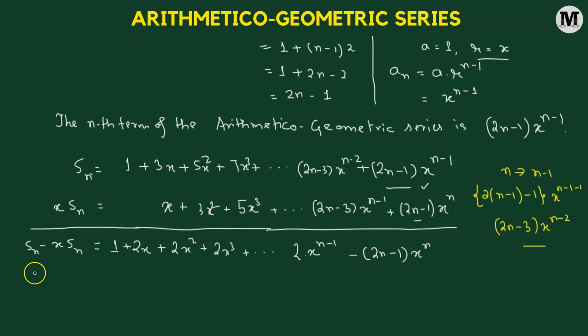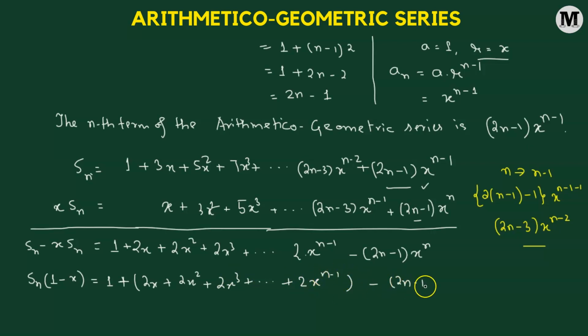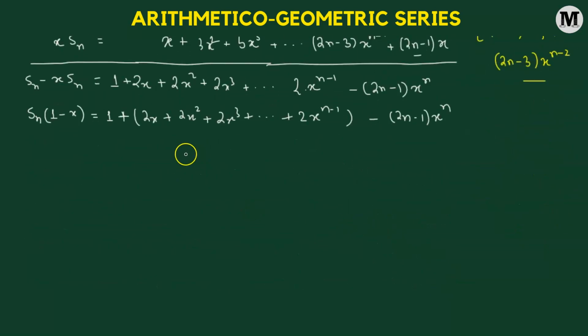Okay, now what we'll do, on the left hand side, we're going to consider Sn as the common factor. So Sn is going to get multiplied to 1 minus x. This is going to be equals to 1 plus. Now we are going to combine 2x plus 2x squared plus 2x cubed. And what I mean by combining is that we will find the sum of these terms. Fine. Minus 2n minus 1 multiplied to x raised to the power of n.